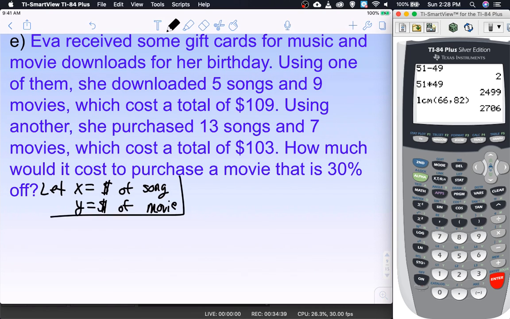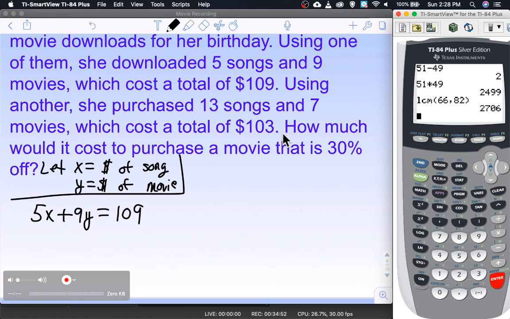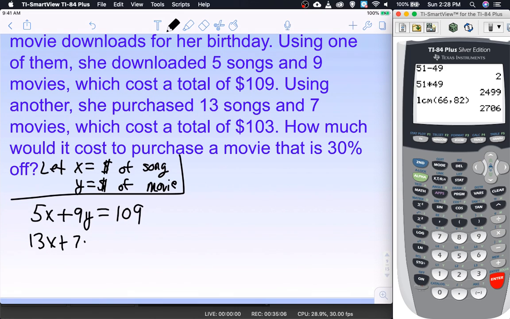So now, the actual equations you'd have. Well, five songs and nine movies is a total of $109. So this is our first gift card equation: 5x + 9y = 109. The second gift card equation would be 13 songs and seven movies, giving us a total of $103: 13x + 7y = 103. So that's our system of equations. At this point, you may pause the video again and continue solving and see if you can finish the problem. If you already finished the whole problem, then let's keep going.